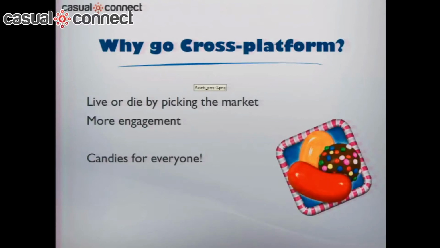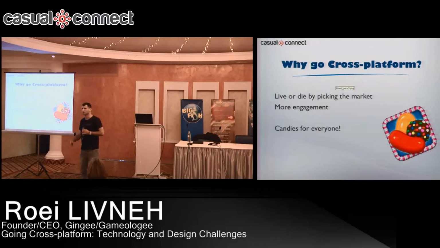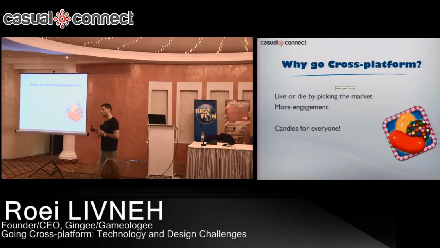Why go cross? The first problem I find when not going cross is that I need to pick my market. So it's live or die by picking my market. I can have a wonderful product which is going to be available in iTunes, on iPhone, for example, which is not going to be successful due to many problems which are not related to my product. Why should I pick the market and not let the market pick me? If I'm successful in Android, who cares as long as I'm successful? Okay, so live or die by picking my market, where I'm publishing, is a huge issue which we face as a game studio.